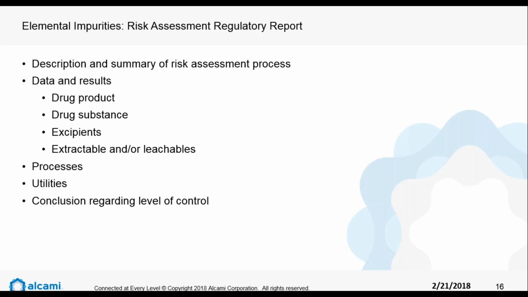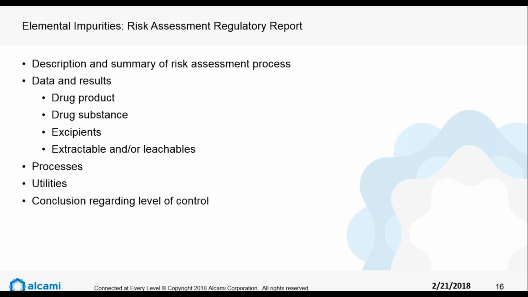We can either do all of the testing to include elemental impurities testing on the drug product, the drug substance, and any of the major or high-risk excipients, or if there's data from the drug substance supplier or a raw material supplier, we can actually include that into this report, as long as it's appropriate for the limits and elements for that specific drug product.